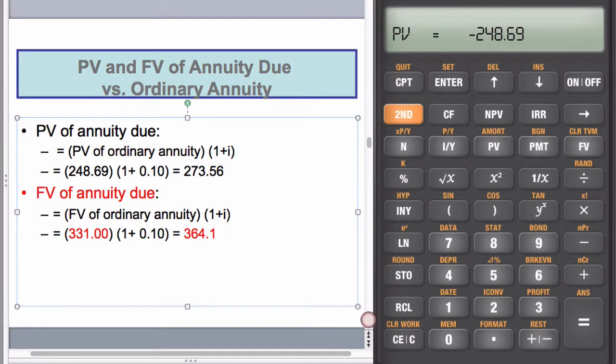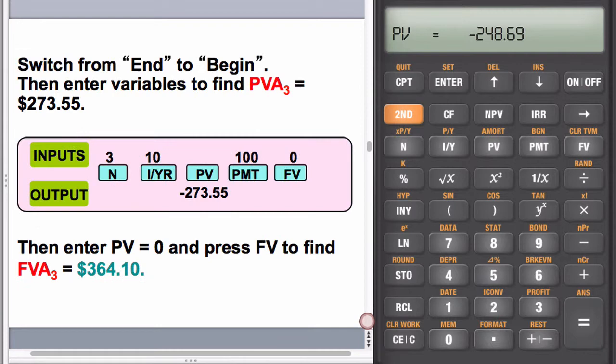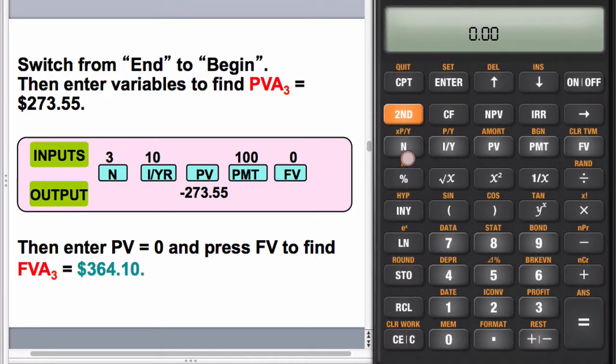We can actually replicate this using the calculator, which is why I have it open. In case you don't want to do this, your calculator has a function built into it for this. Switch from end to begin mode, and then enter the same variables to find the present value of the annuities. This 248 I'll show you will actually become 273 by switching some other keys here. Let's clear the screen.